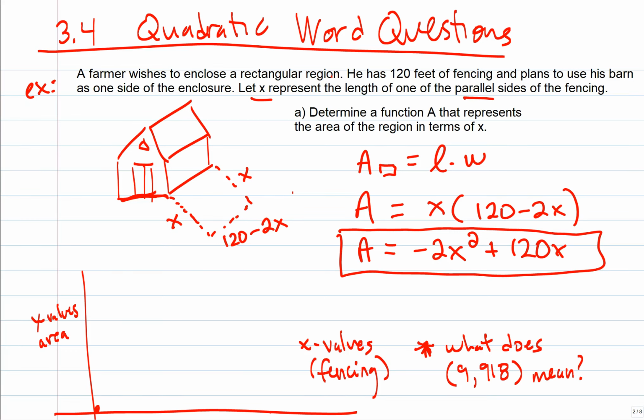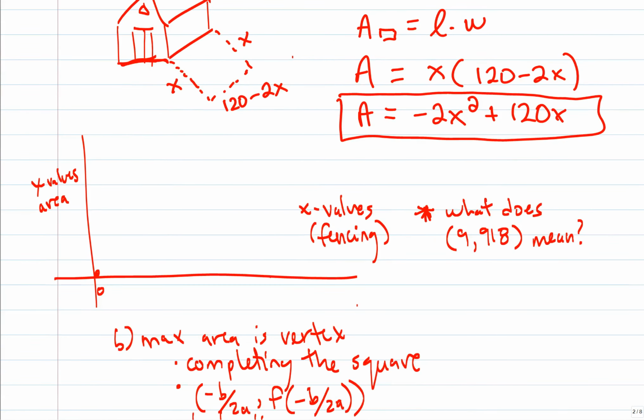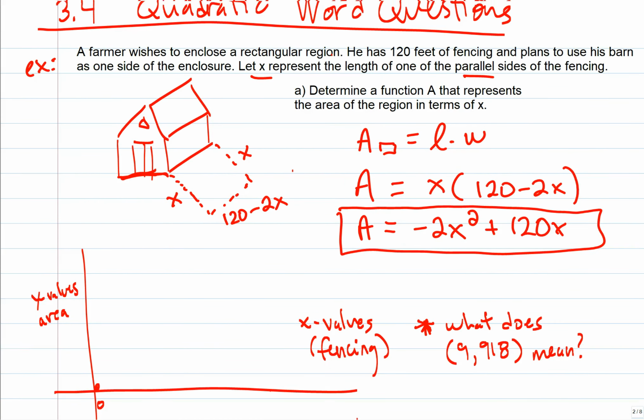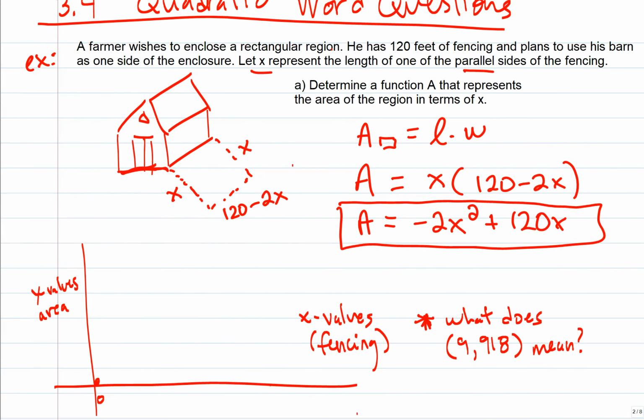Now I can draw this out. We could find the x-intercepts by just setting this equal to 0. We could have done it by factoring. I know that this is going to have a 0 at 0. If the length of the sides were 0, the area would be 0. Not very helpful for that as well.